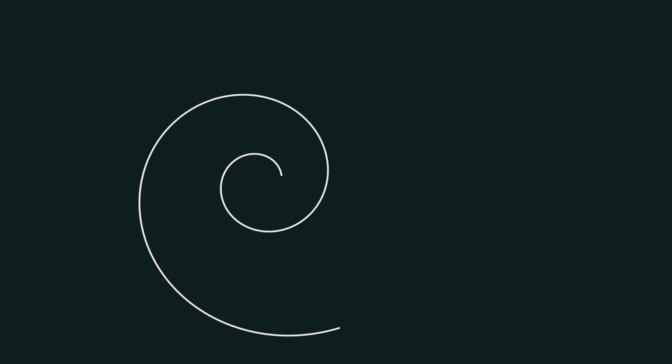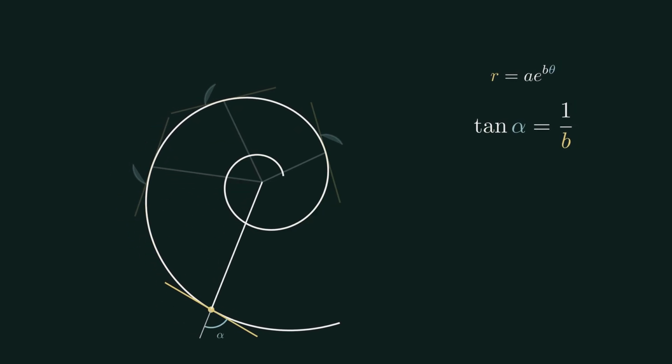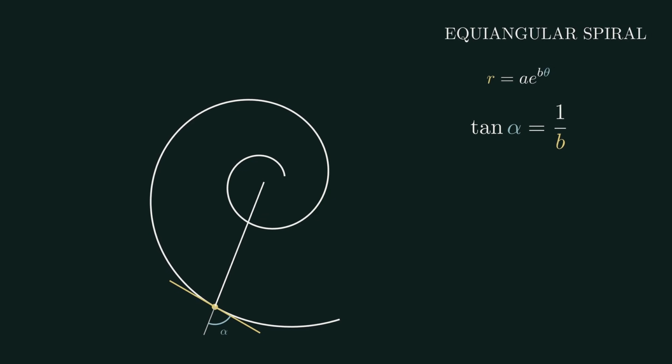Another remarkable property of the logarithmic spiral is its constant angle. At any point, draw the radius from the center to the curve and draw the tangent to the curve. The angle between them always remains the same. For a logarithmic spiral, this angle satisfies tangent alpha is 1 over b. As we move along the spiral, the radius and tangent both rotate, but their angle never changes. This is why it is called an equiangular spiral.